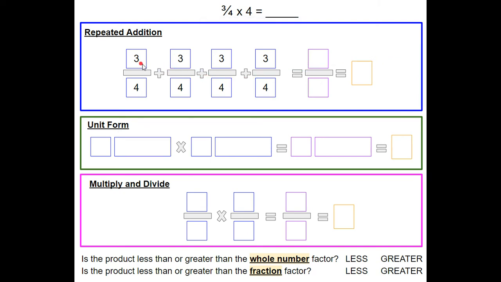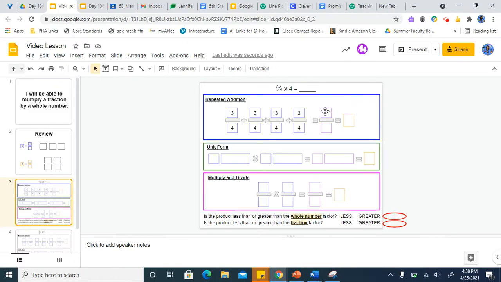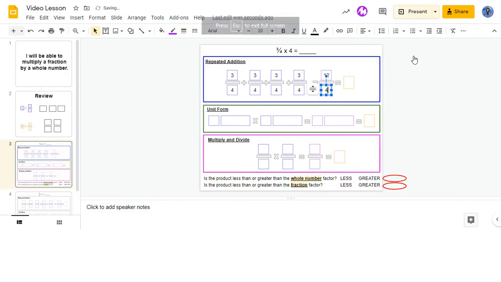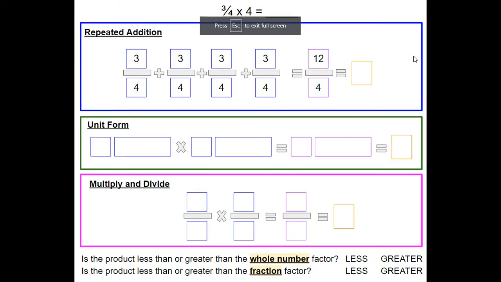Here we have 3/4 plus 3/4, which is a total of 6/4. Remember, the denominator stays the same. It's the name of the fraction. So 3/4 plus 3/4 is 6/4, plus another 3/4 is 9/4, plus another 3/4 is 12/4. So when we add 3/4 a total of 4 times, we get 12/4.